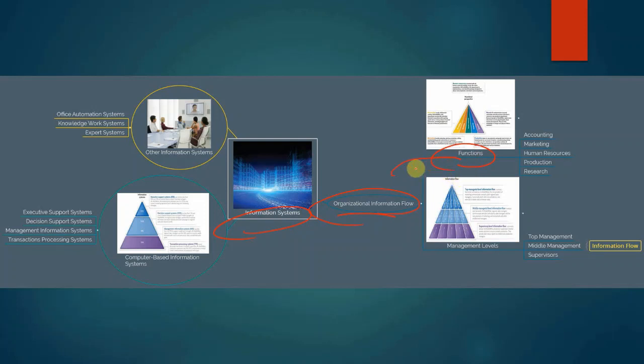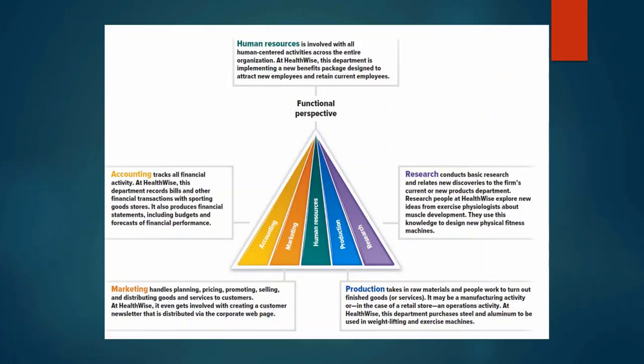we can note that every organization has specific functions. The naming and nomenclature may be a little bit different, but typically they're in this particular range of accounting, marketing, human resources, production, and research. So from a functional perspective, the first thing we have here is human resources. Human resources are involved with all human-centered activities across the entire organization.